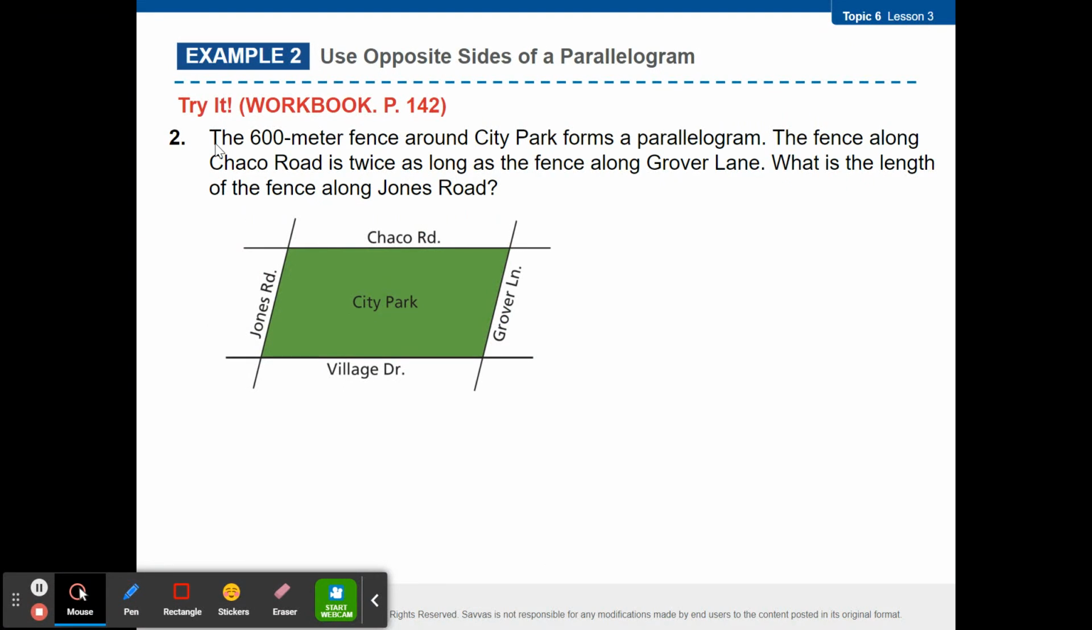All right, let's do the you try it. It says a 600-meter fence around City Park forms a parallelogram. The fence along Chaco Road is twice as long as the fence along Grover Lane. What is the length of the fence along Jones Road? So in this case, they're saying Chaco Road is twice as long as Grover Lane. So I'm going to label Grover Lane with X and Chaco Road with 2X. The whole thing is equal to 600 meters. Why don't you guys take a moment and solve for X and then also solve for Jones Road, okay?